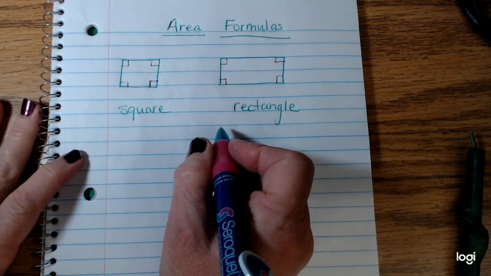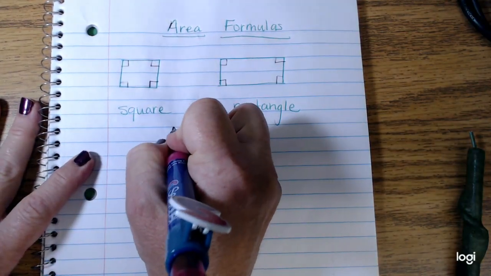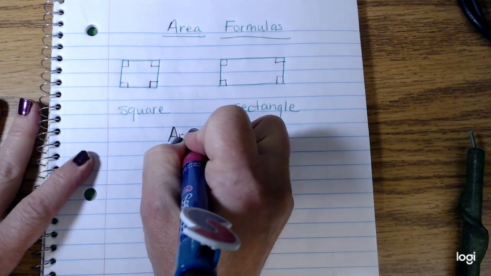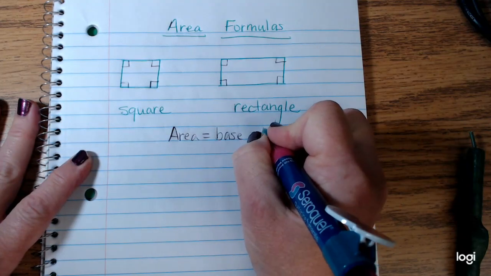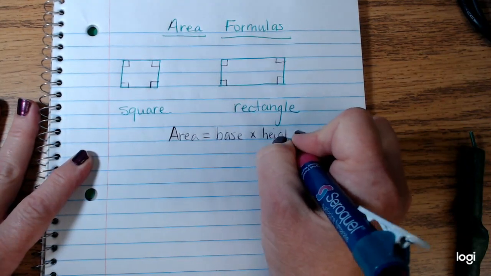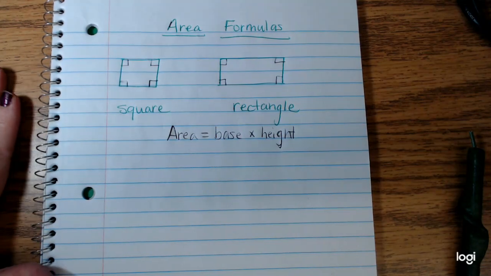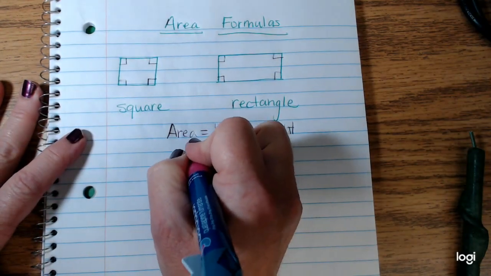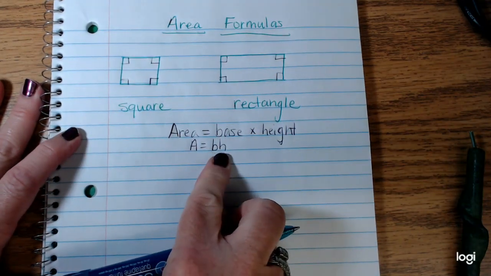The formula that we use, I like to use the one that's called the area is going to equal the base times the height. I like to use the same one. That way it's easy for me to remember, and I shorten it by saying A equals BH, because we know that the base and the height are touching. We know that that means multiplying.